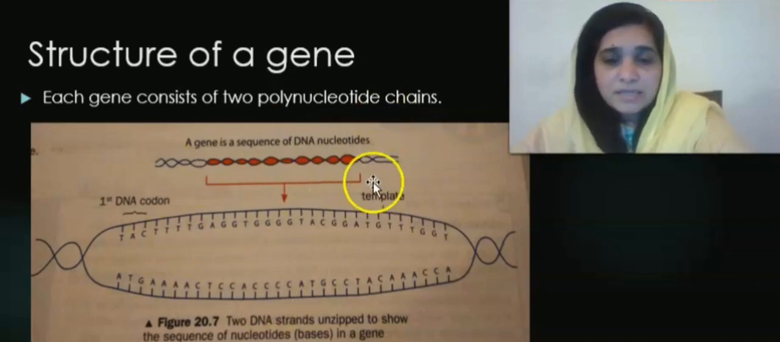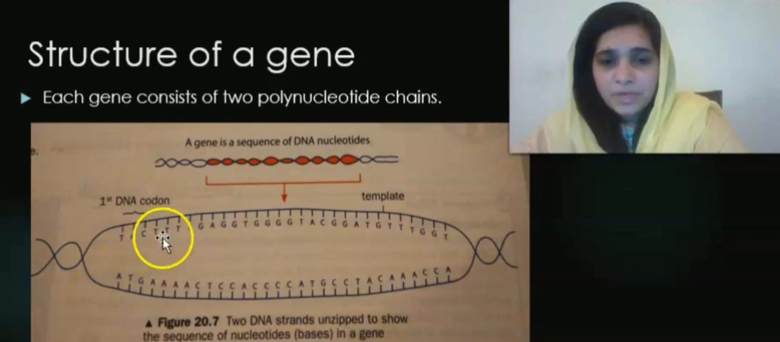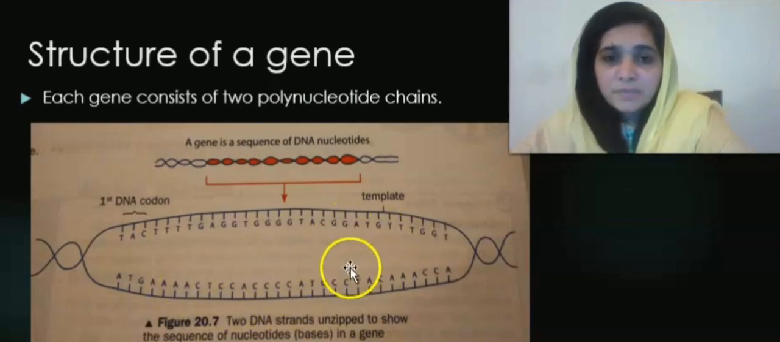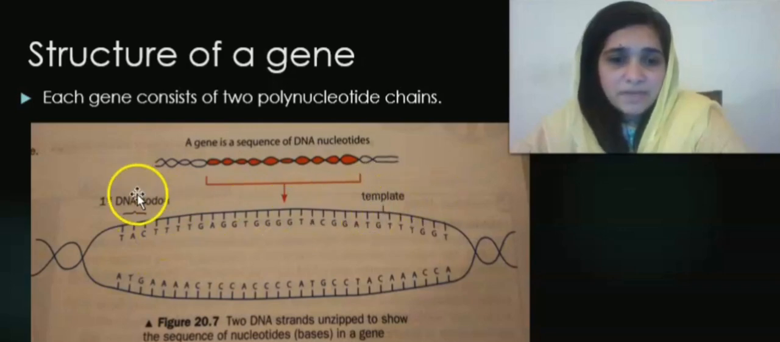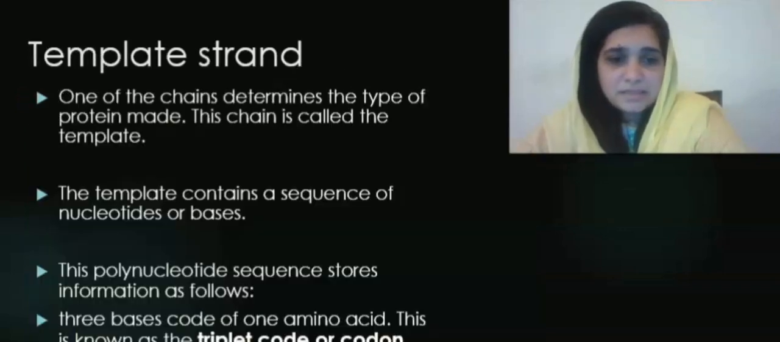So if we unzip the DNA double helical structure as shown here, we can see the nitrogenous bases present on the inner side. Unzipped means we have removed the hydrogen bonds from here. This is the template strand and these are the codons. I will discuss template and codon in detail in the next slides.